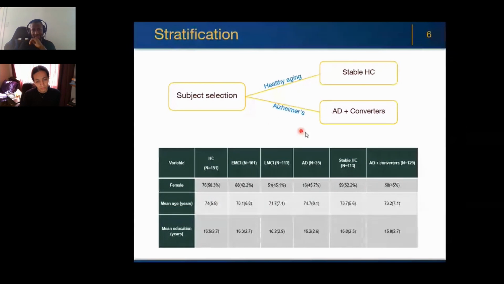We also looked at subjects that were diagnosed with probable AD, Alzheimer's disease, at baseline, and those that were diagnosed as LV controls or cognitively impaired subjects, but these subjects later converted into Alzheimer's disease. So we use those subjects to model Alzheimer's disease. The distribution of the subjects can be found here.